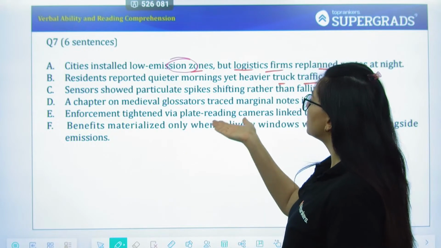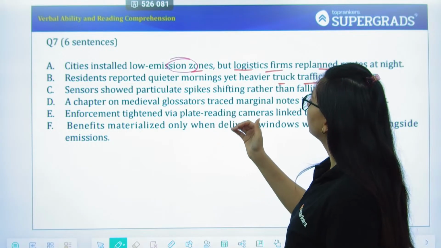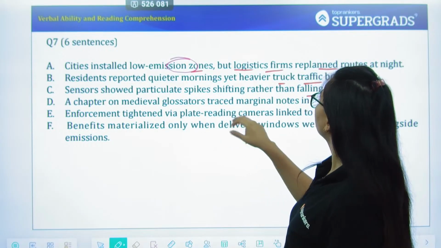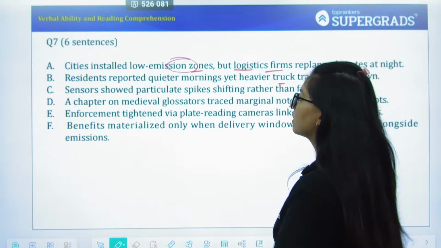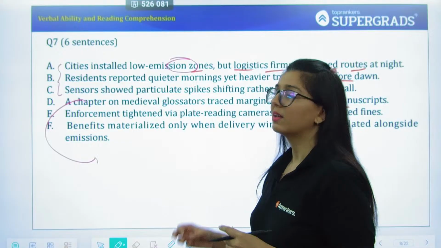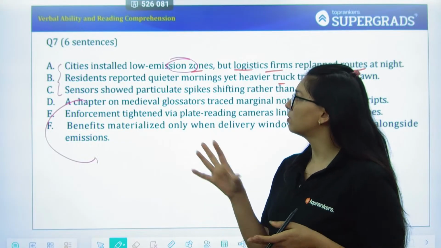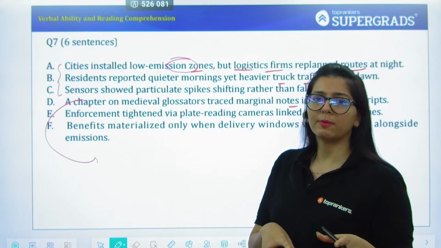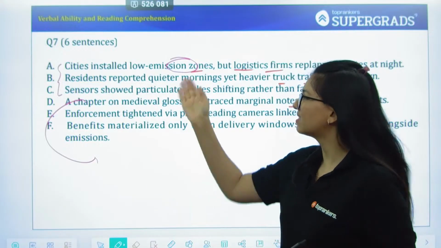A chapter of the medieval glossators, sorry, traced marginal notes in legal manuscript. Obviously, this looks so abrupt with all of these lines also. It's all of this is about the low emission zones. It's about what sort of vehicle was being passed when and when was it the best time to breathe and stuff like that and why.